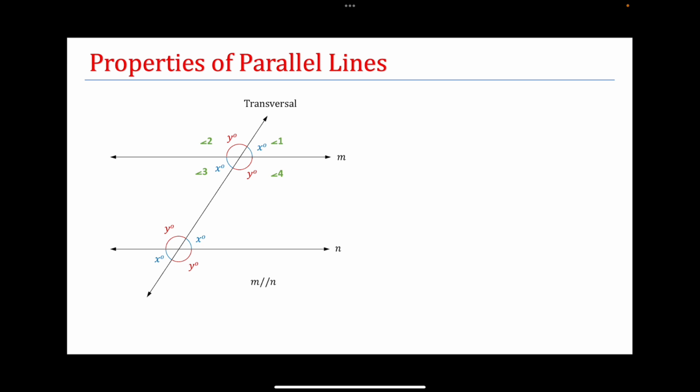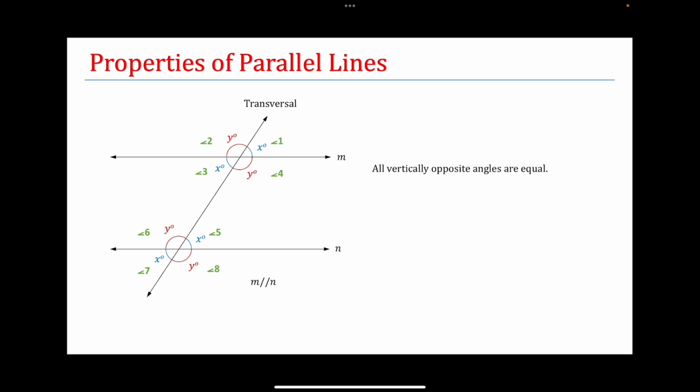So at line M, angles 1, 2, 3 and 4 are formed. At line N, at the point of intersection, angles 5, 6, 7 and 8 are formed. Out of these 8 angles, some angles are equal and some angles are supplementary. Let us see what the equal angles are first of all.